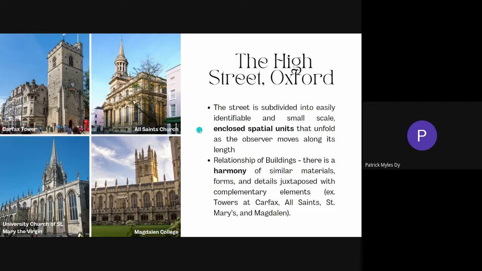So the Oxford High Street is subdivided into easily identifiable and small-scale enclosed spatial units that unfold as the observer moves along its length, and it has a good relationship also with its buildings. So there's a harmony of similar materials, forms, and details juxtaposed with complementary elements. This is seen in the Carfax Tower, the All Saints Church, the University Church of Saint Mary the Virgin, and Magdalen College. So they all have similar architectural treatment. Next slide, please.